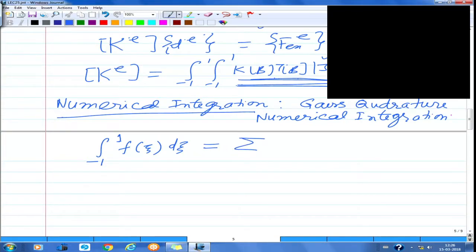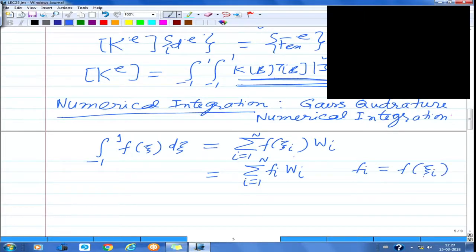So we write it as i equal to 1 to n, and we evaluate this function at these points, say xi i, multiply by some weight factor wi, and sum it over all the n points. We approximate this integral by this summation. Rather than doing the explicit integration, now you are doing this summation. If you use f of xi i as fi, you can also say sum over i equal to 1 to n of fi into wi, where fi is the value of f at xi equal to xi i. So this is what numerical integration is.